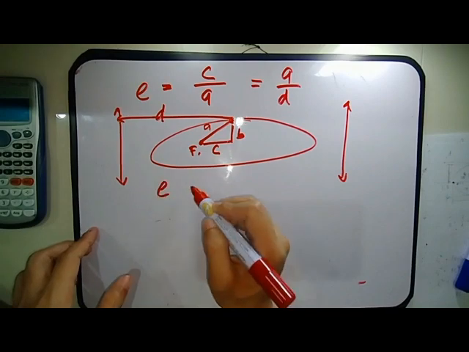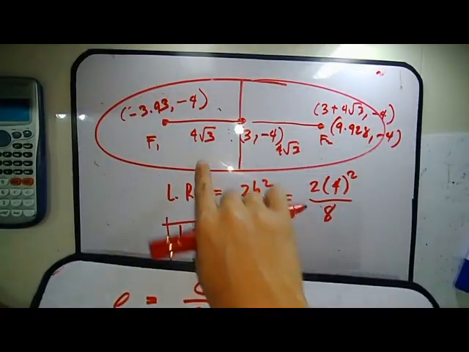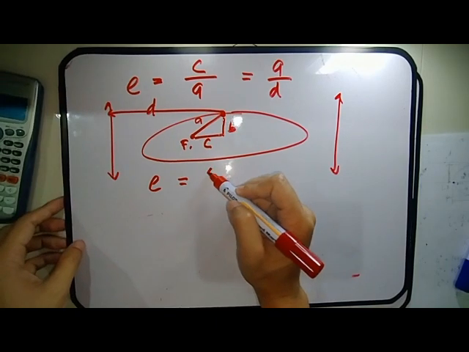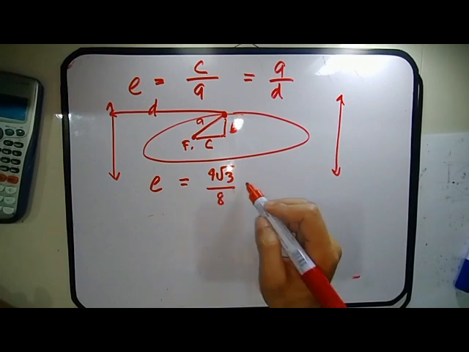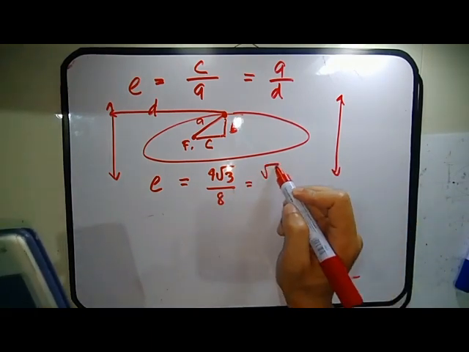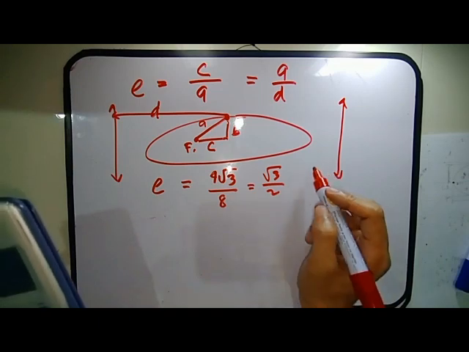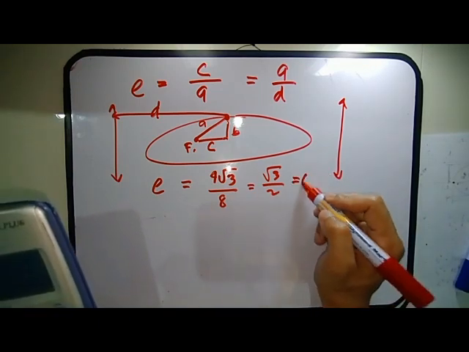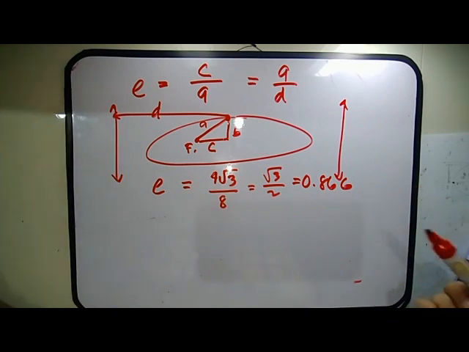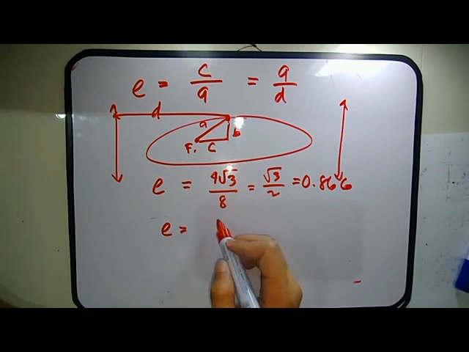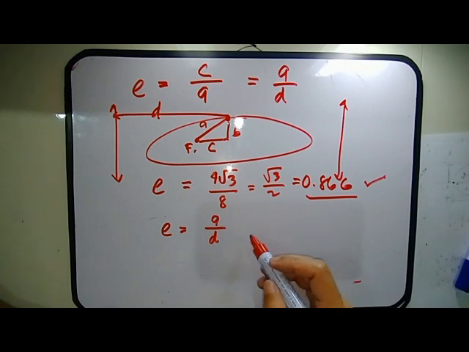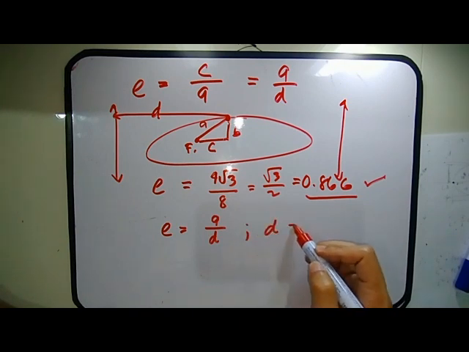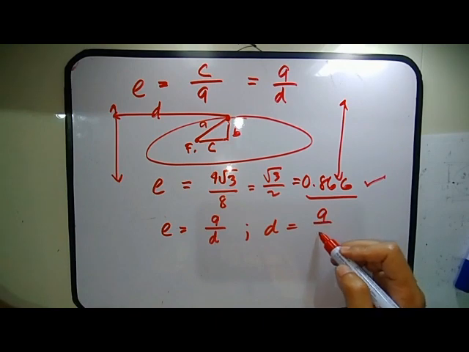So the e is, c is 4 square root of 3 all over a, which is 8. So that is the square root of 3 over 2, or approximately equal to 0.866. So that is our eccentricity. It is less than 1. So since e equals a over d, that is the answer for the eccentricity. Then d equals a over e.